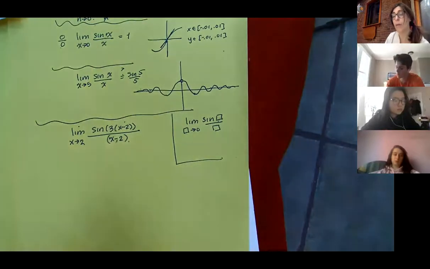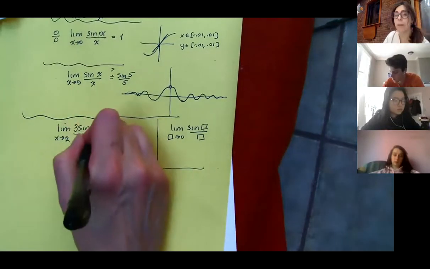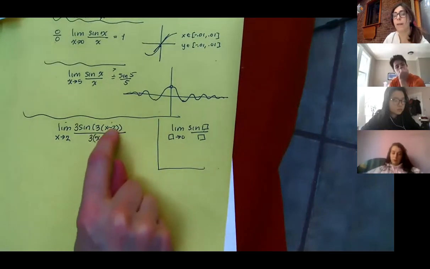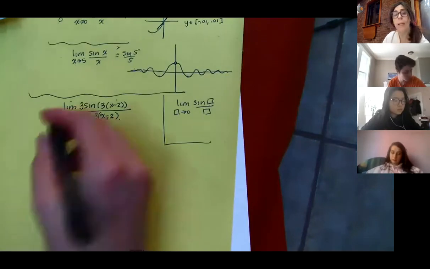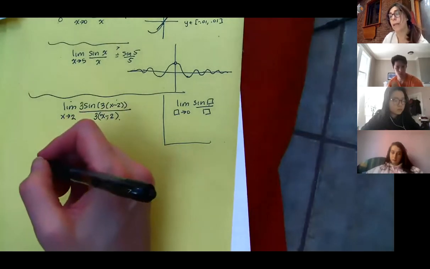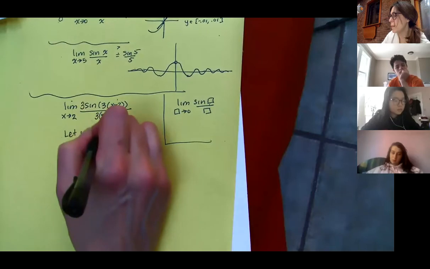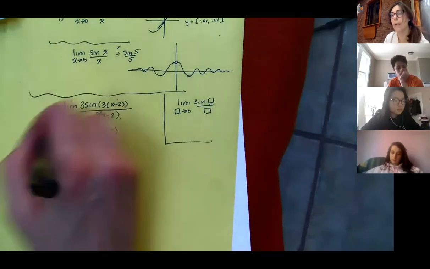So this is now the work that you would show me. Okay, I'm going to multiply top and bottom by 3. And now I see that the argument here and the argument here are the same. And I make what's called a U substitution, which is something that you're going to see a lot of in calculus. So let U equal the quantity 3 times x minus 2. And everything here is going to now be written in terms of U.